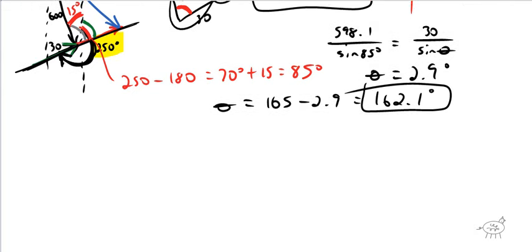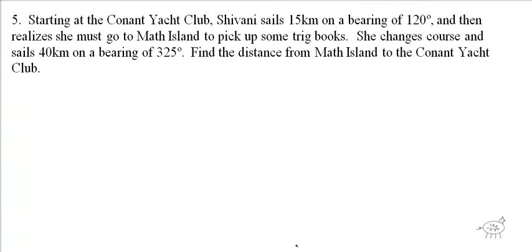All right, let's try another one here. Starting at the Conant Yacht Club, Shivani sails 15 kilometers on a bearing of 120 degrees. All right, so let's draw our nice little friendly picture. First of all, you see the word bearing, going 120 degrees, like that. So this is 120, and she's going 15 kilometers.